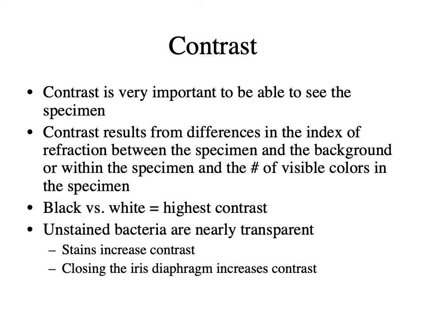Contrast results from the differences in the index of refraction between the specimen and the background, or within the specimen, and the number of visible colors in the specimen. For example, black versus white would have the highest contrast. You would absolutely be able to see it. You can see the written words on this white background. That's the highest contrast. When we stain bacteria, we are creating a contrast so that our eyes can see it.